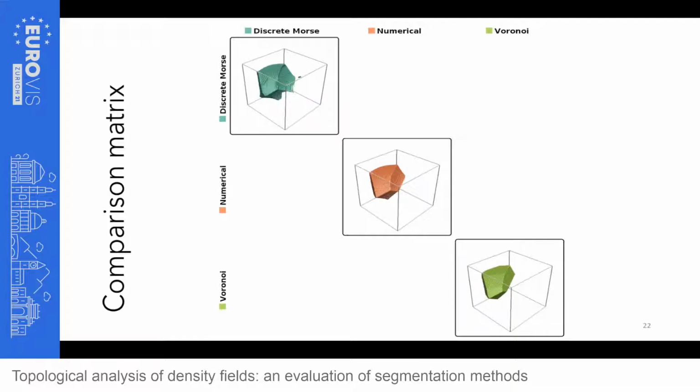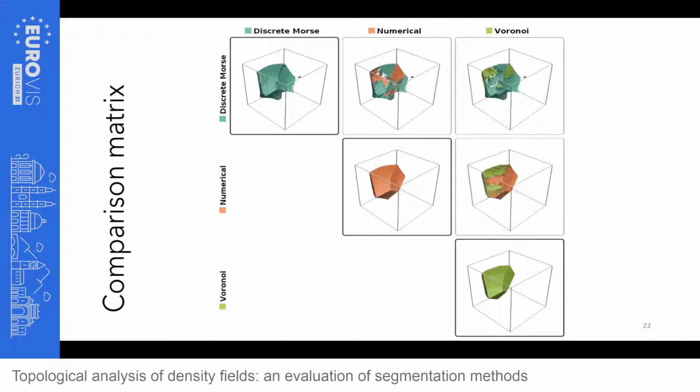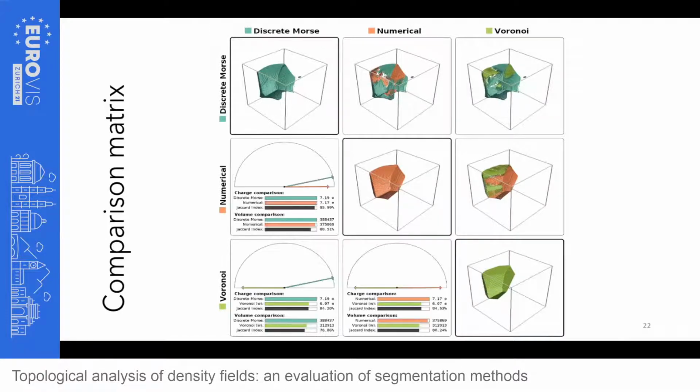Along the diagonal of this matrix, we show the computed atomic regions in 3D, as shown here for 3 approaches. Above the diagonal, we show the symmetric difference between these regions. And below the diagonal, we show the 2D dipole comparison glyphs, like this. So, especially here in the 2D glyph, note the completely opposite direction of the dipoles for the numerical and the Voronoi based approaches.